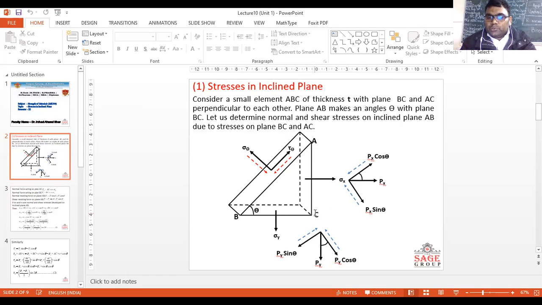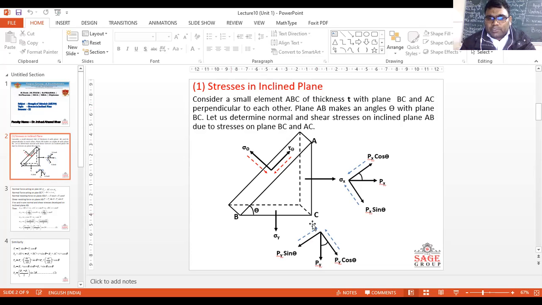So suppose you have an object, but two types of loading are there. One is toward the X direction, another is the Y direction. Then they ask you to calculate the stress magnitude on the inclined plane. So you have to use this procedure, or the outcome we are going to get, so we can directly use that. So assume that here, consider a small element abc.